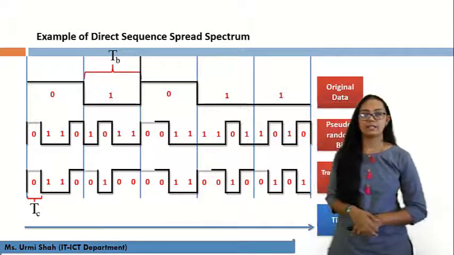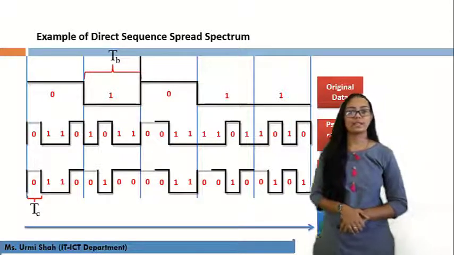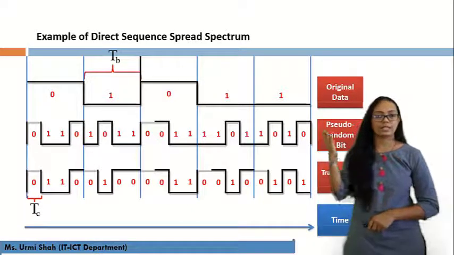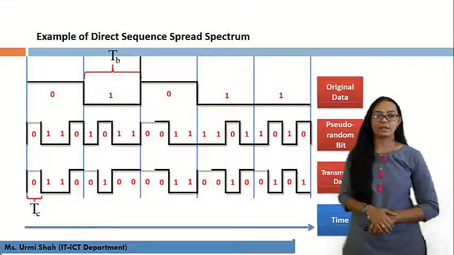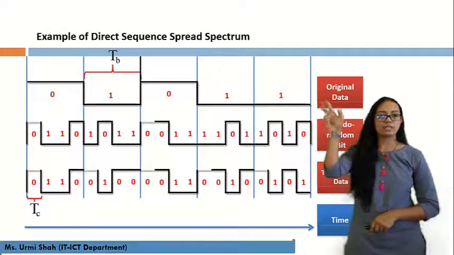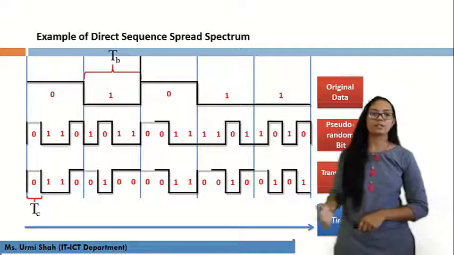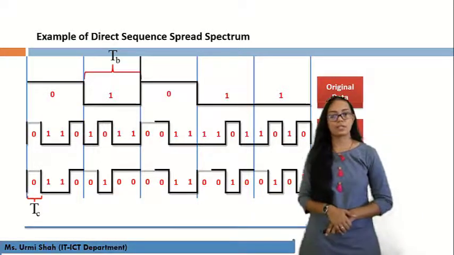So this is basically an example of direct sequence spread spectrum. You will have the original data, you will have a pseudo-random bit sequence, and based on these two signals, you will have the transmitted output over a specific time interval.